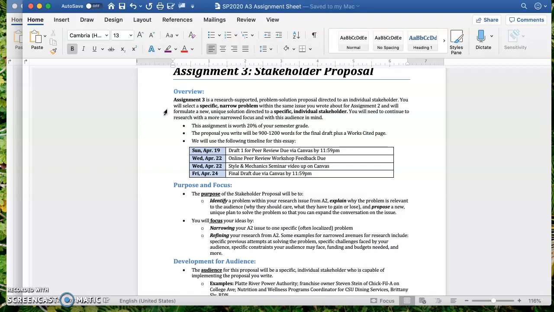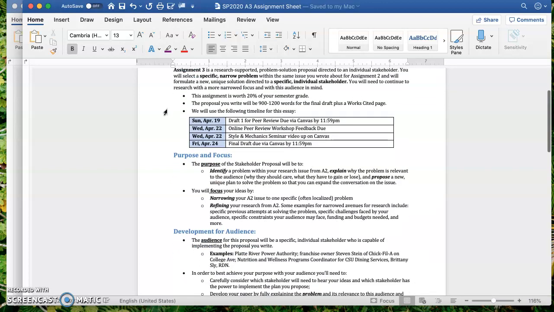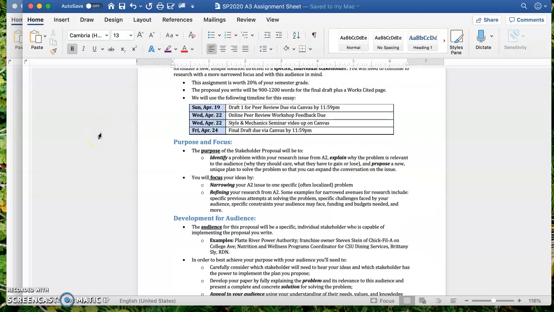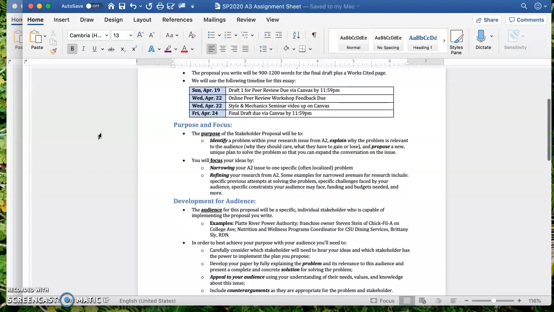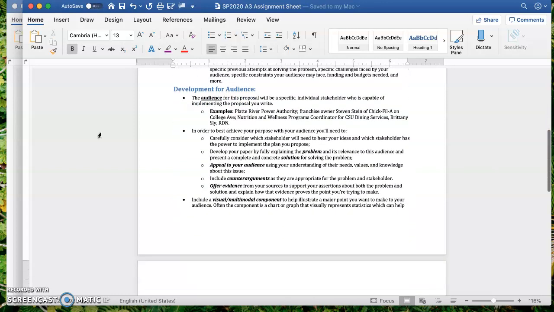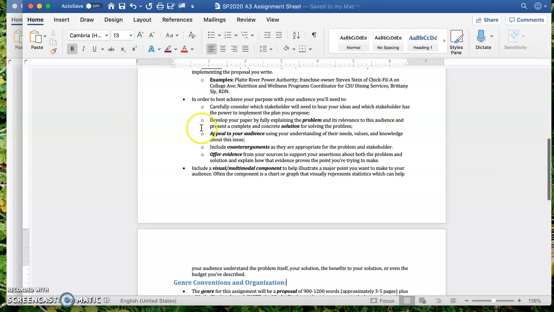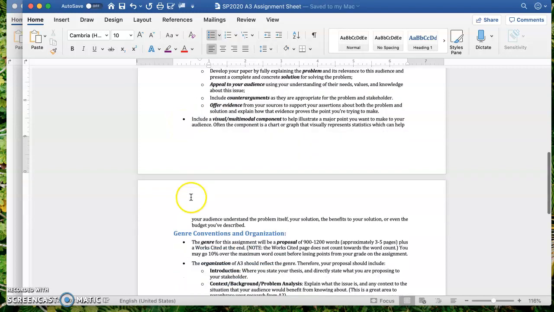And this likely will not be the same stakeholder from your A2. It will be a stakeholder that, again, you can write an individualized proposal to, and you could conceivably, like hypothetically, send this proposal to that person for them to read. So that's how specific I want you to get with your audience. And on Wednesday, we'll talk a little bit more about how to appeal to your specific stakeholder audience for A3 within the genre of a proposal.